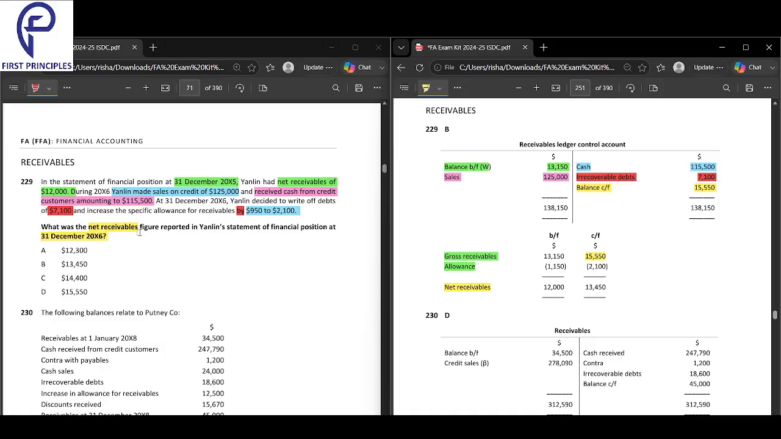But in the question now they're asking for net. They've given the option of gross. Yes, they can trick you here. But they want net receivables. How do you do that? You subtract the allowance. The allowance is already given: 2,100 is the new allowance. So you subtract the new allowance and you will get your net receivables.